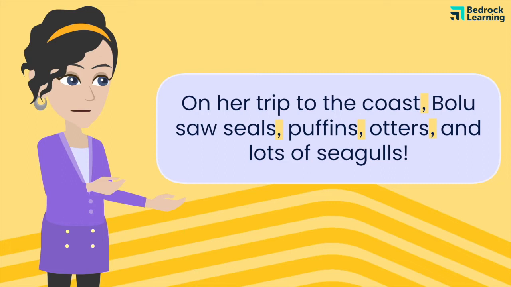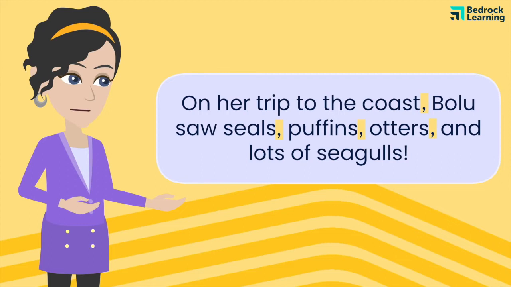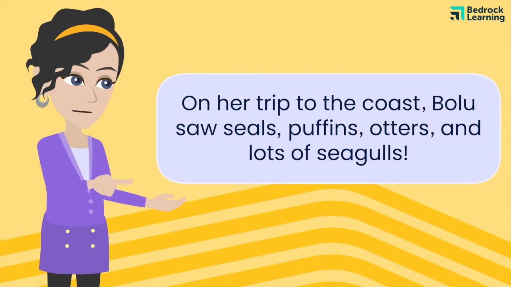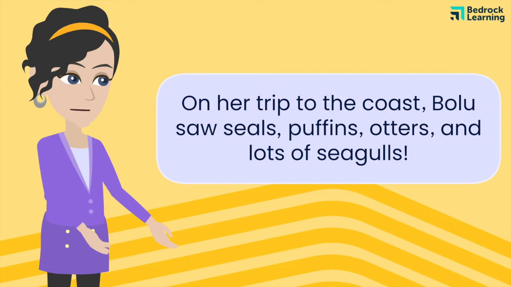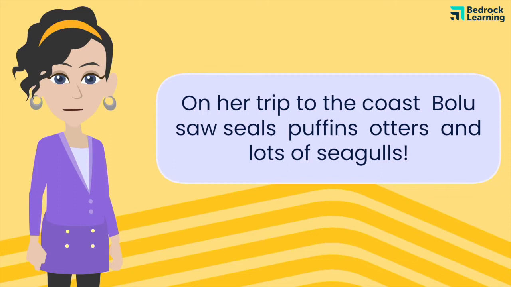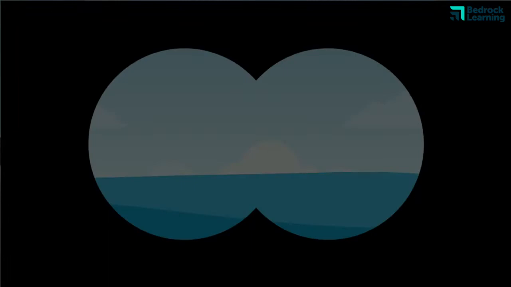When we write lists, we always separate each thing in the list with a comma. This helps us to clearly see what the different things are. The comma between puffins and otters allows us to see that they are different animals and not the same. Without any commas at all, this sentence is much harder to read. On her trip to the coast, Bolu saw seals, puffins, otters, and lots of seagulls. A seal, puffin, otter would be a funny-looking animal, wouldn't it?